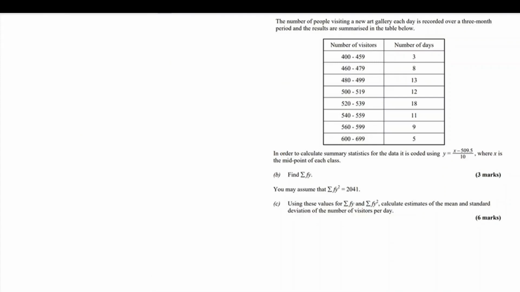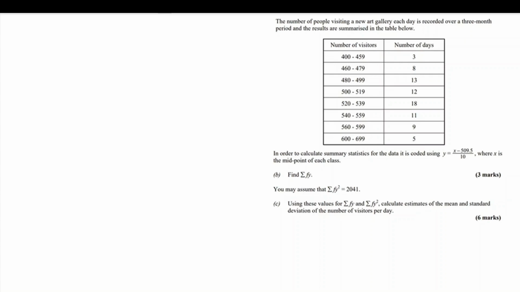In this question, we've been told that the number of people visiting a new art gallery each day is recorded over a 3-month period, and the results are summarized in the table below. So we have the number of visitors and the number of days, or the frequency that this happened on. In order to calculate summary statistics for the data, it's coded using the formula shown.